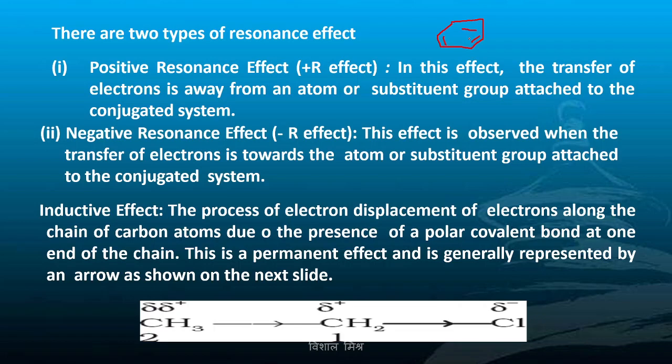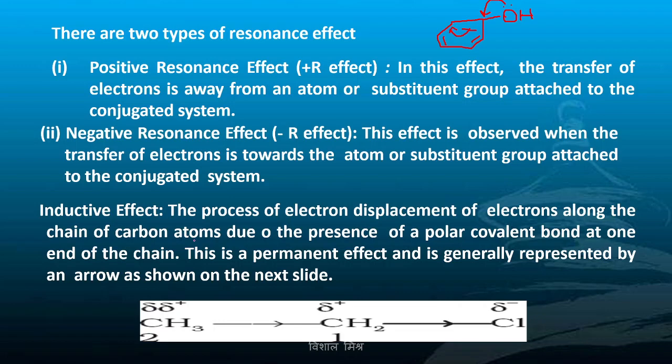Suppose this is my benzene. And in case of the positive effect, what happens? The transfer of electron is away from an atom or substituent group attached to the conjugated system. Means if I have an OH group here, then in such case, the transfer of electron is away from the substituent, means this electron will be moving towards the benzene ring. Towards the ring it will move. So this type of effect is known as positive resonance.